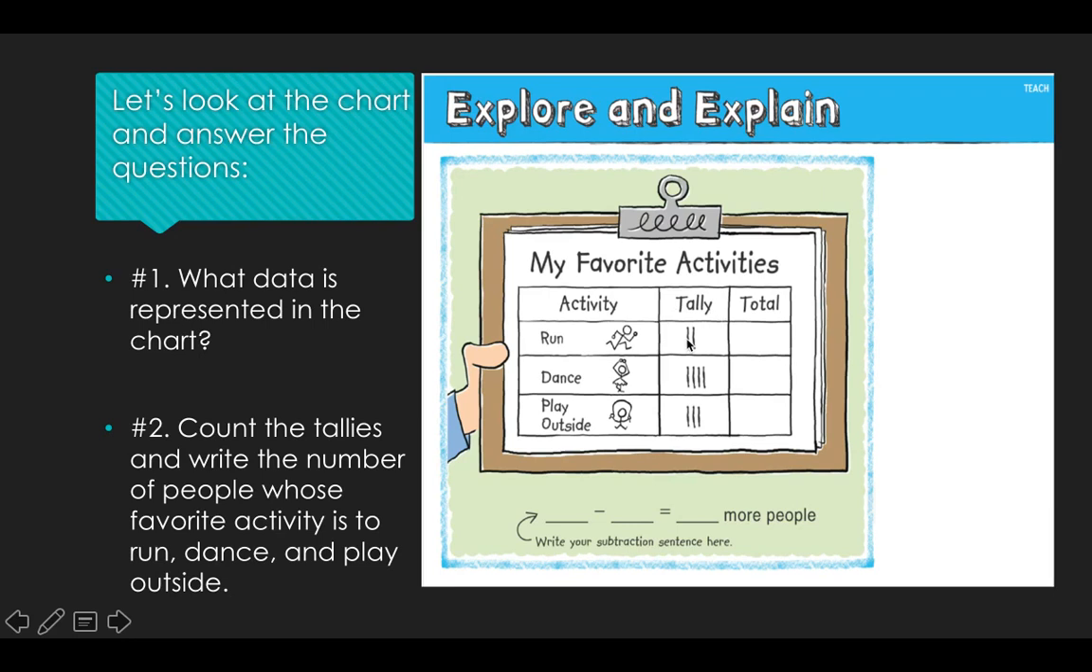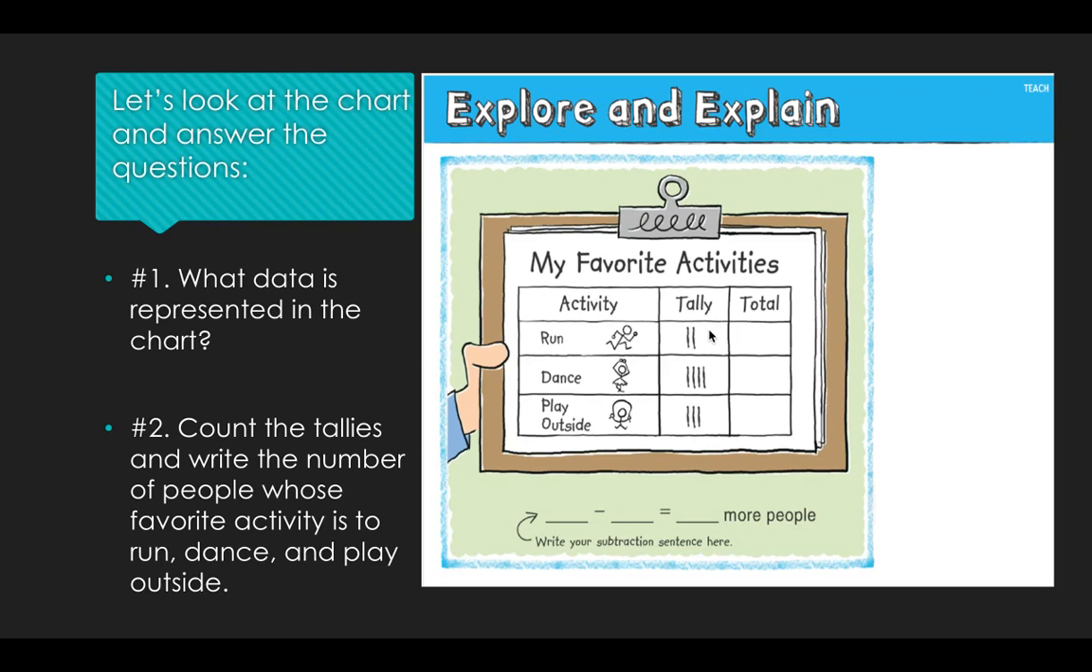Now, these tallies represent how many people chose this activity as their favorite activity. So we can count the tallies to figure out the total. One tally counts as one vote from one person.